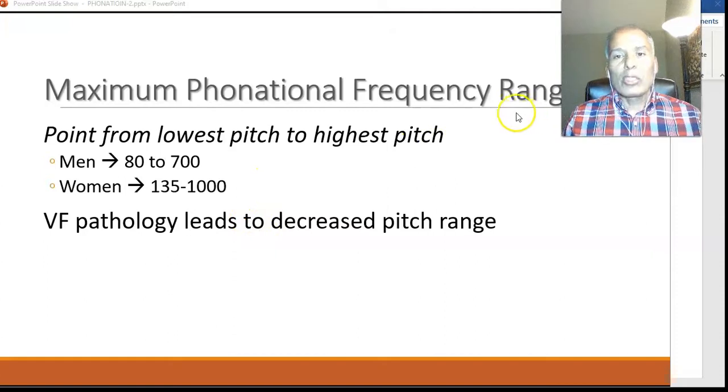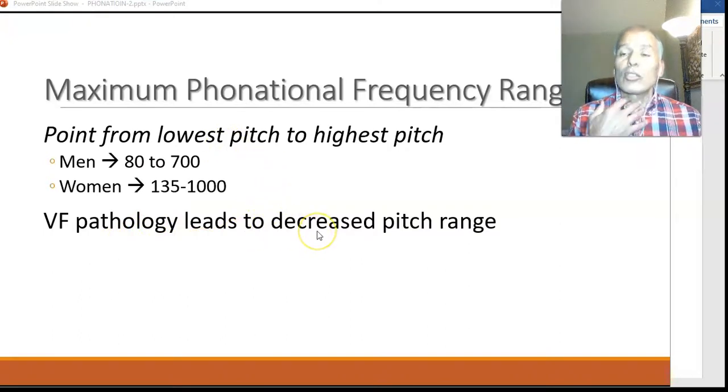Maximum phonational frequency range. It is the range from the lowest pitch that someone can produce to the highest pitch that they can produce. For men, the lowest pitch is 80 hertz, going to about 700 hertz. That is so high, but that is the range based on the average for humans. Women can go from 135 hertz to 1000 hertz.